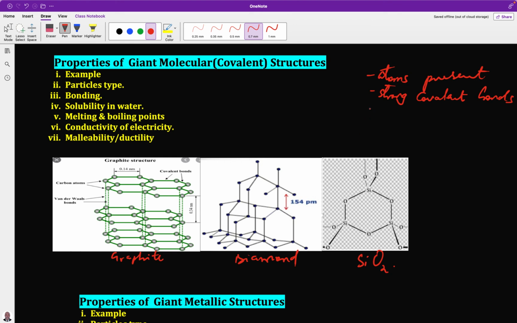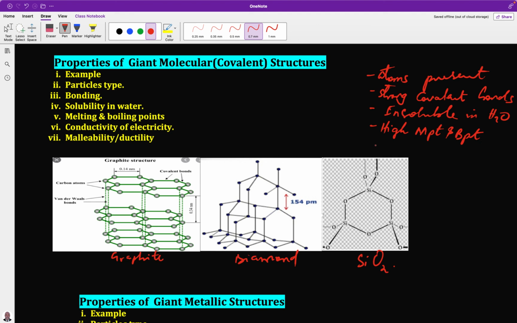Strong covalent bonds. Then about their solubility in water, of course, they are insoluble in water. And if we want to talk about their melting point, since there are strong covalent bonds, they will have a high melting point. Like graphite, I mean like diamond and silicon dioxide, they will have a high melting point and boiling point because they have strong covalent bonds.